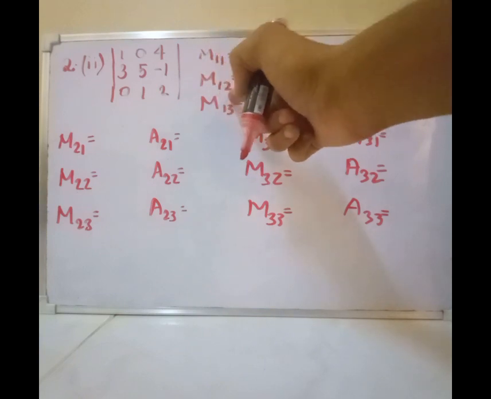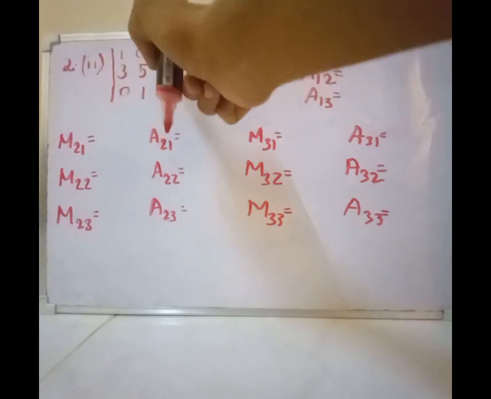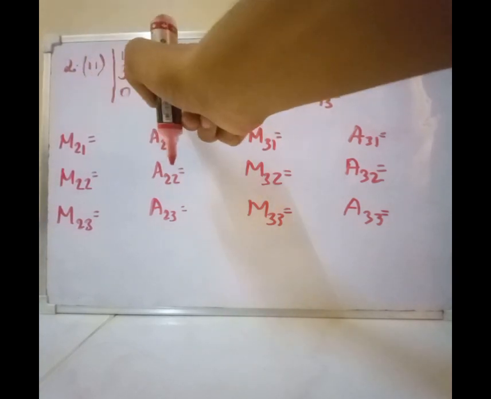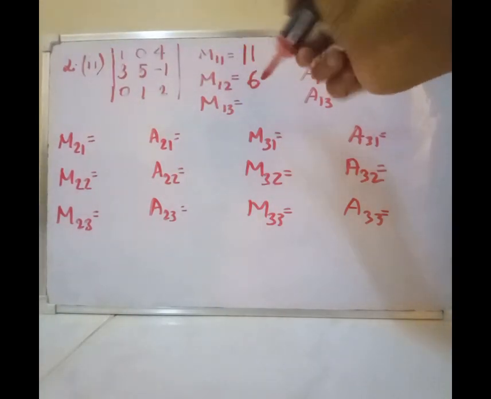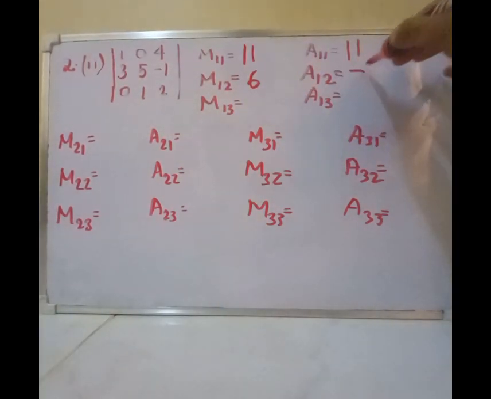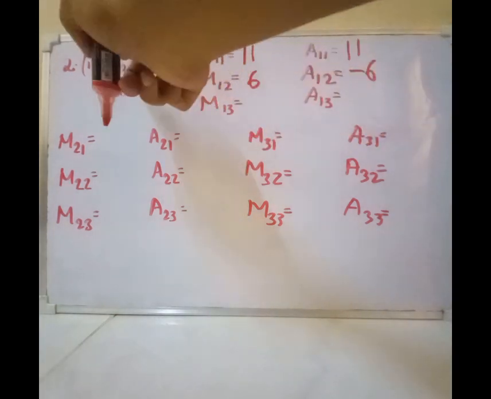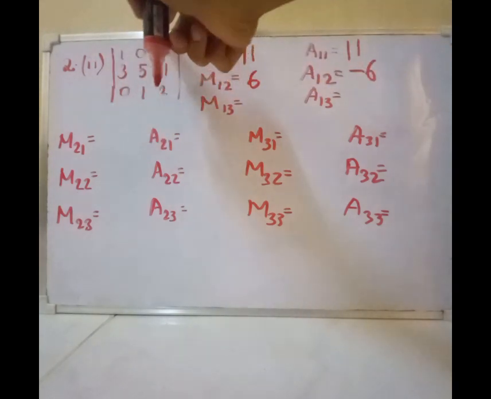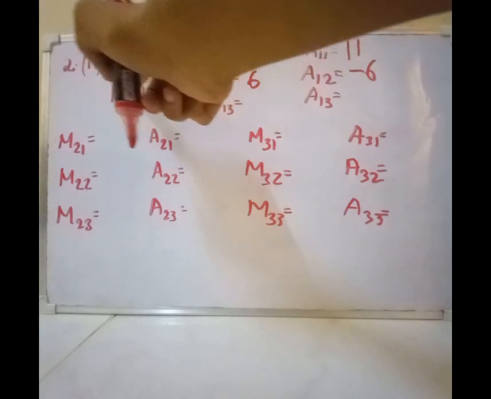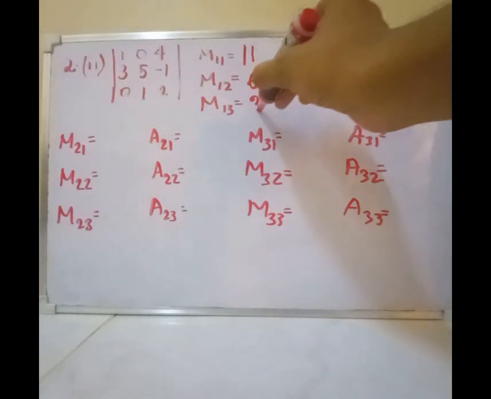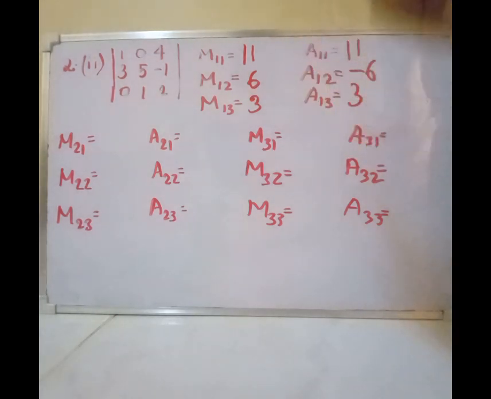Now let's find out M12. So first row and second column. So the elements left out would be these 4. 3 into 2 would be 6, and 6 minus 0, so 6 itself. And the cofactor, it should be negative 6 because 1 plus 2 is odd. Now M13. Now this row and this column should be cancelled out. So 3 into 1 will be left out. So 3 into 1 minus 0, so 3, and 3 plus 1 is even. So the cofactor will be the same minor itself.